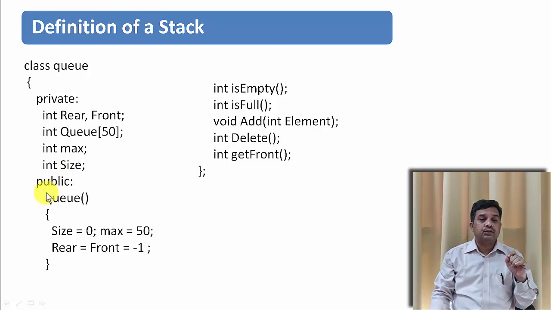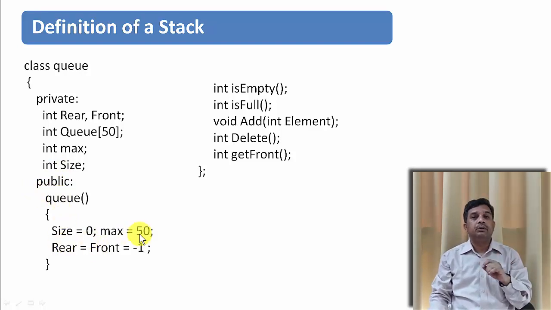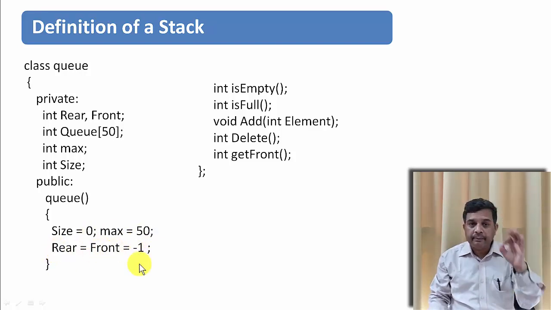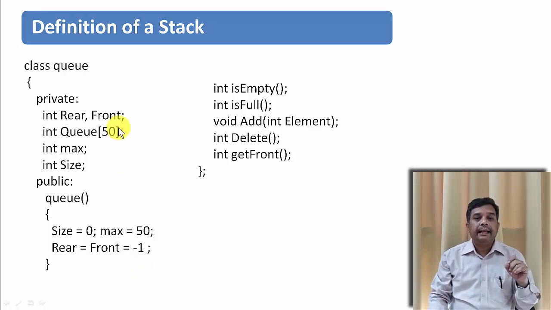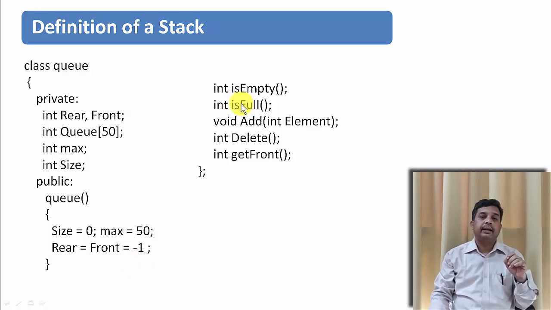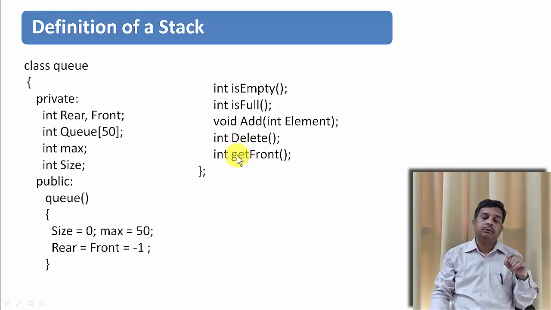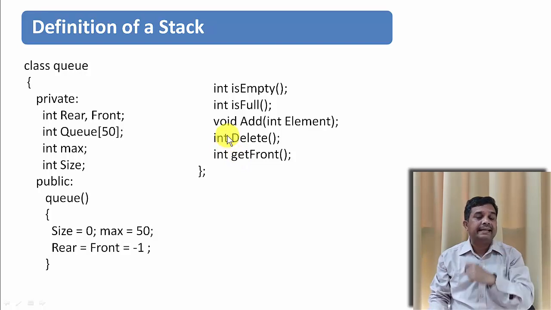And we are having a constructor. Initially we are defining size to be 0, maximum to be 50, front and rear to be -1. It means at the beginning there is no element in the queue. And these are the operations we are defining: is empty, is full, adding an element, deleting an element, and getting the front element. Let us see how to implement it with an example.